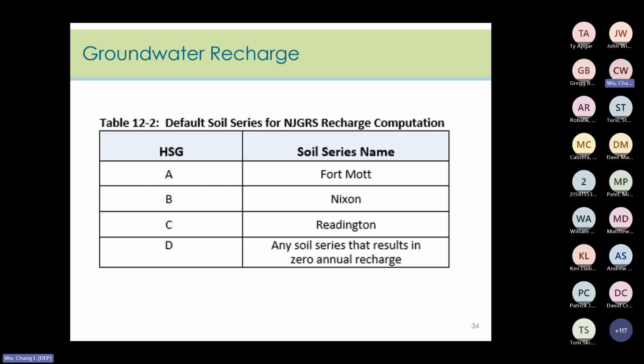It's often a question: in the input, when you find the soil from the Web Soil Survey, some of the soil doesn't have the designation of the soil series, or it doesn't have the designation of the HSG. So here is a table in our Chapter 12 that matches the default soil series and the HSG designation. If you cannot find the soil series or the HSG, you can use the table to match and put the input into the spreadsheet. And for any soil that is designated as HSG D soil, you can pick any soil series that results in zero annual recharge.